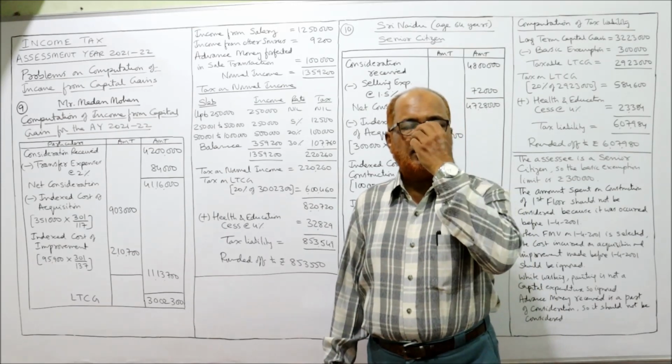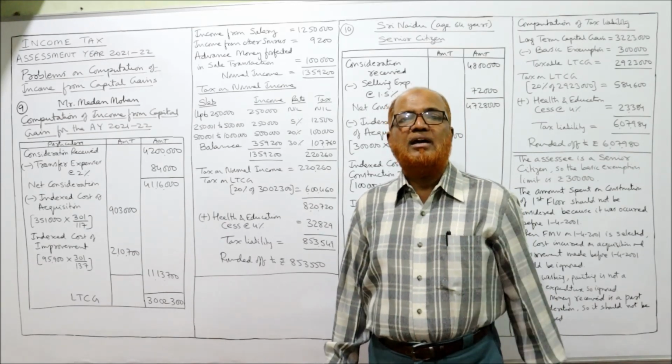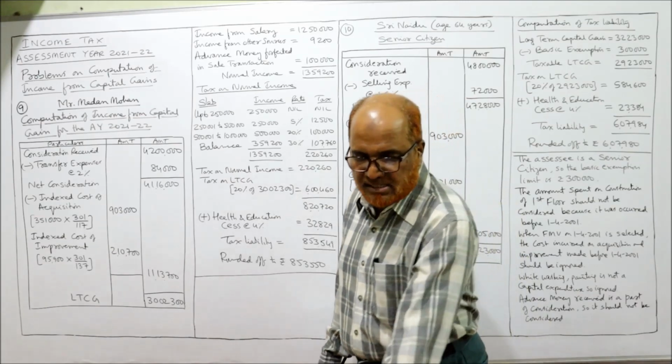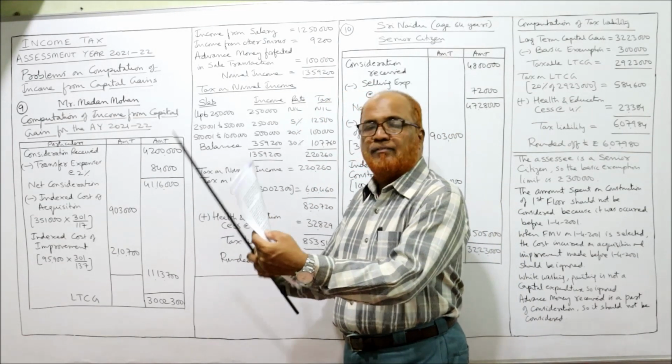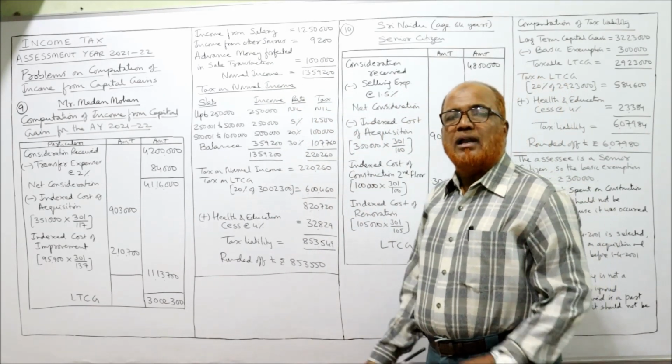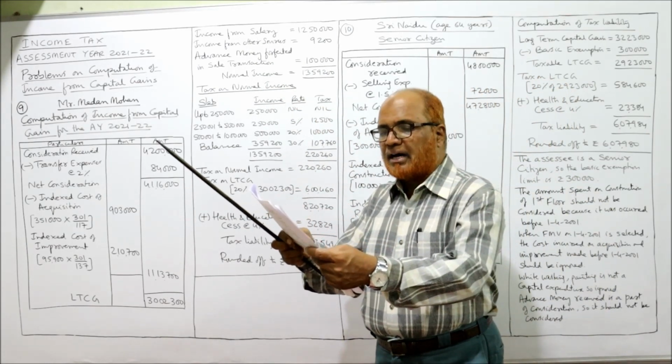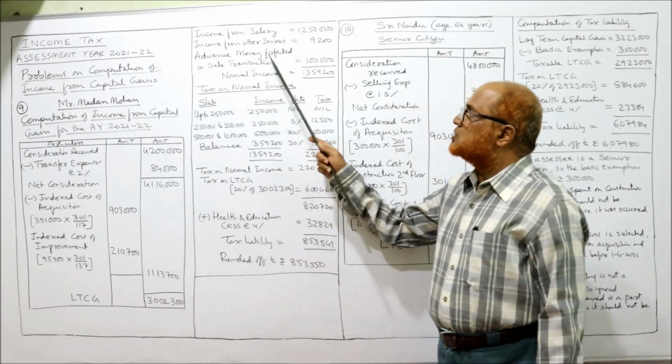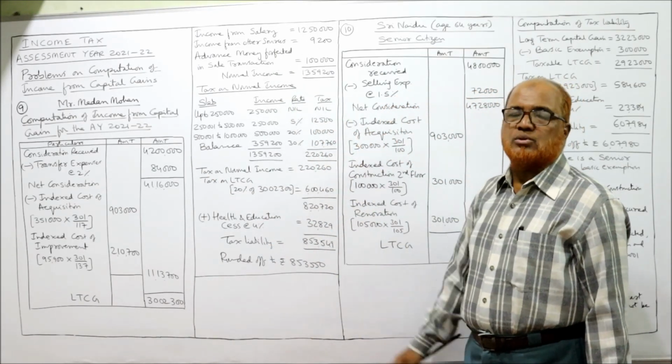In the first line it is given that the assessee is having income from salary. So how much is the salary income? It is given 12,50,000. So I have taken income from salary 12,50,000. In the last line it is given income from other sources 9,200. So I have taken income from other sources 9,200.